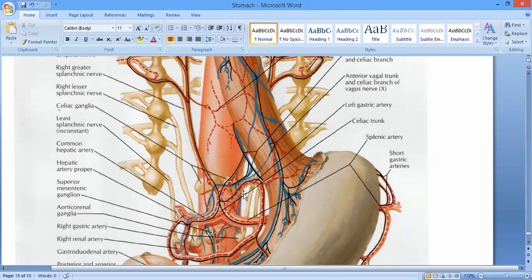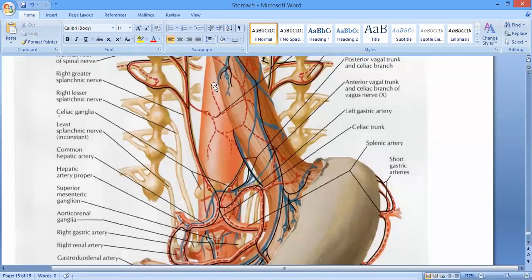Okay, is it clear? Now I'm going to talk again about the sympathetic fibers of the stomach. They are derived from the greater splanchnic nerve, which is basically coming from T6 to T9, passing through the sympathetic chain, and then entering the celiac ganglia. And they are going to supply the stomach with sympathetic fibers. Their function: these sympathetic fibers are vasomotor fibers, they control the tone of the vessels.